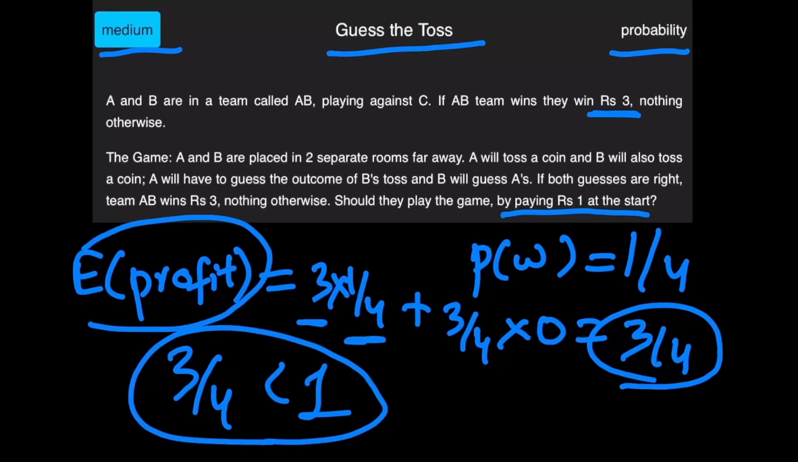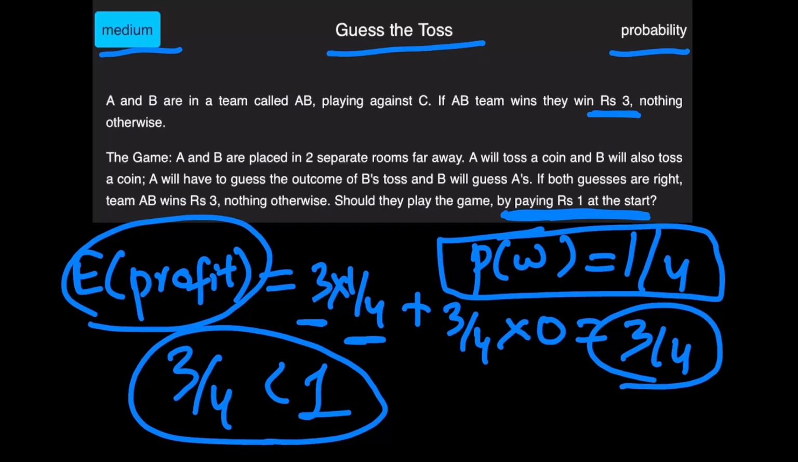Since the expected profit is less than the amount that we initially pay, you might think that we should not play this game. But there's a better strategy that we could use to increase the probability of our winning chances. The entire trick of this game is to think about a strategy which increases the probability of us winning. How do you come about such a strategy? Well, for that, first of all, try to draw the sample space.